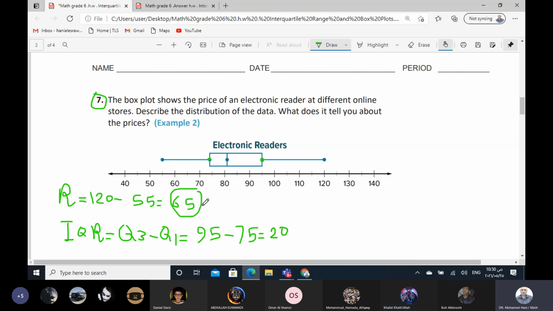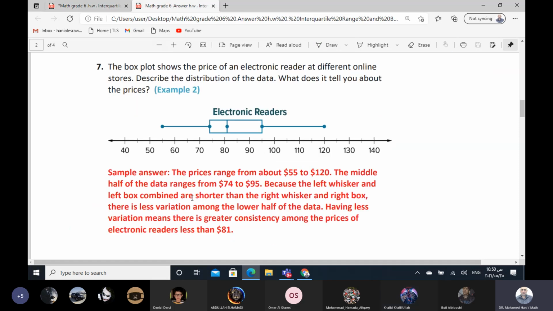Now, we can compare the variation here, and we can describe, as you see here, the price ranges from about $55 to $120. The middle half of the data ranges here inside the box plot from about 74 or 75, no problem, to 95.